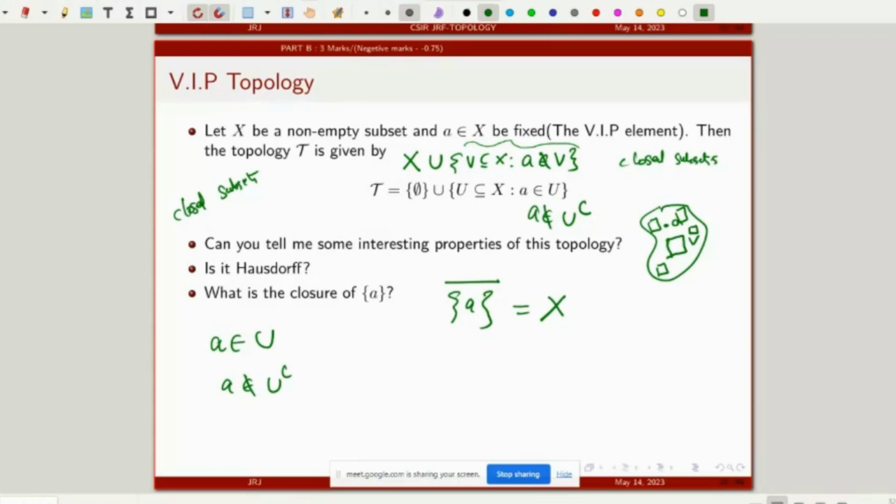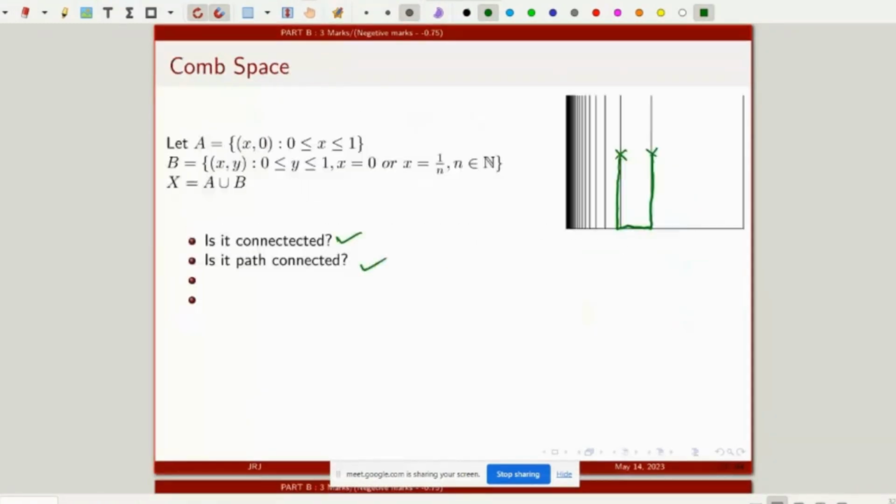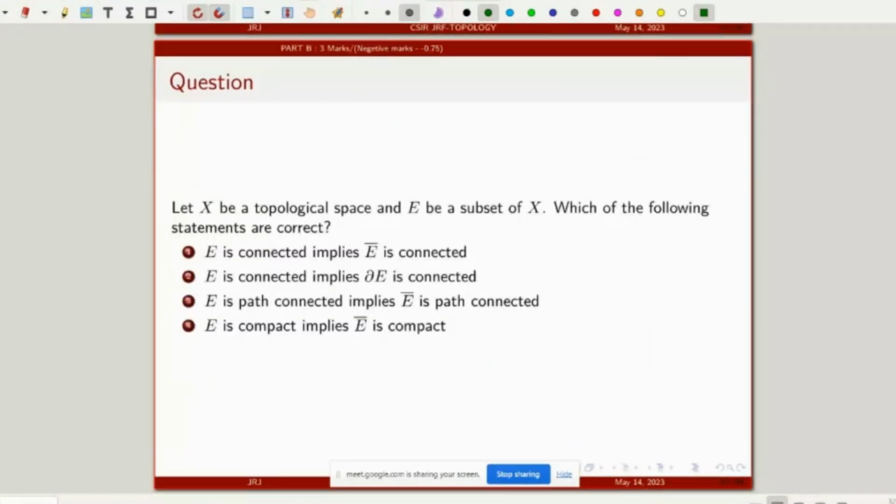Okay, ma'am. Understood. So this is a weird example in the sense that set A is a singleton set, but its closure is becoming the whole set. So all these examples you can keep in mind to answer our questions. So what were the options? Do you remember? This was our question.